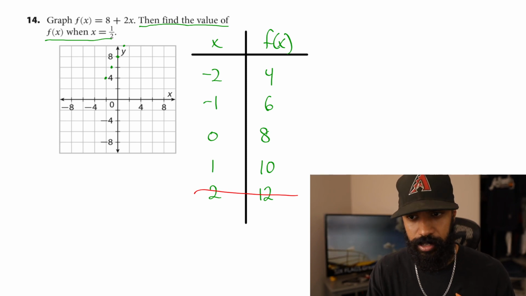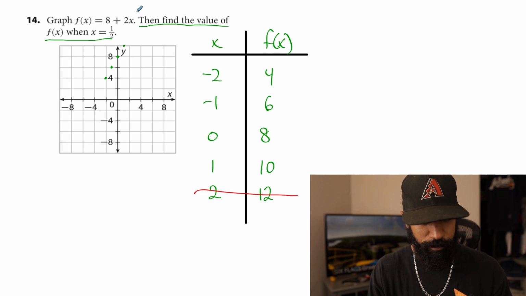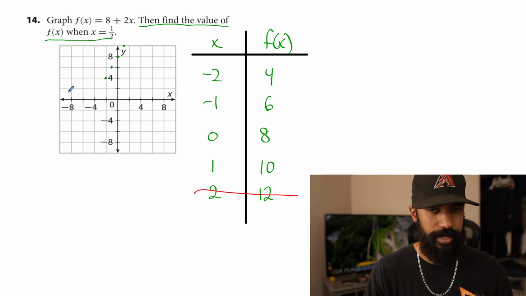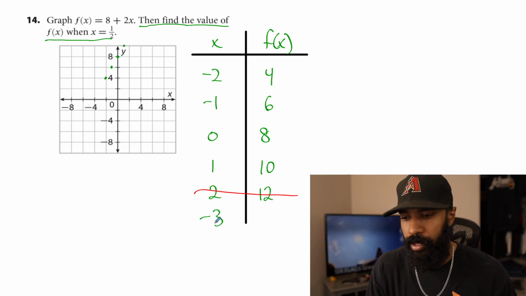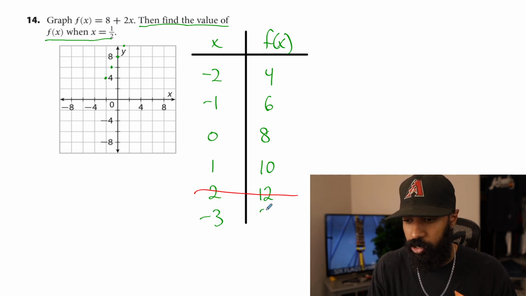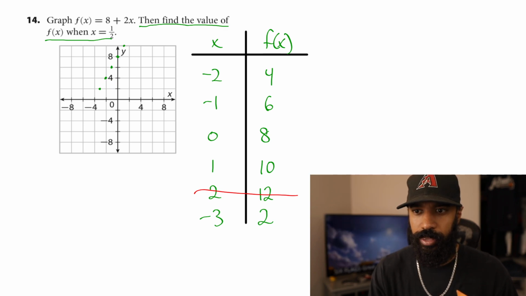And just to be consistent with plotting 5 points, it looks like if I go farther positive on x, I'll go farther positive on y to an unreachable amount. So let's go this way instead. Let's choose negative 3 as our next point, because why not? 2 times negative 3 is negative 6. 8 plus negative 6 is 2. So I have negative 3 comma 2, which is a nice fifth point there.